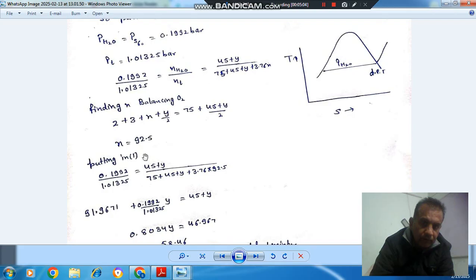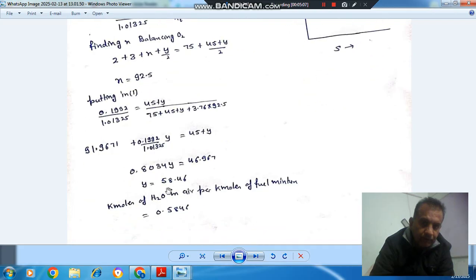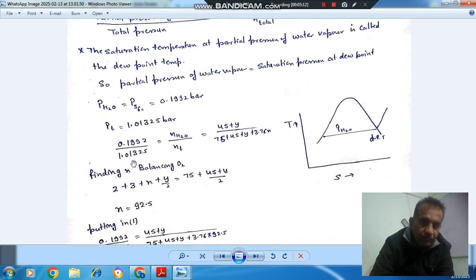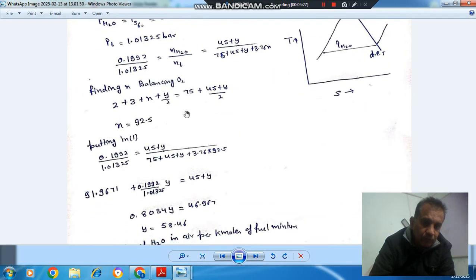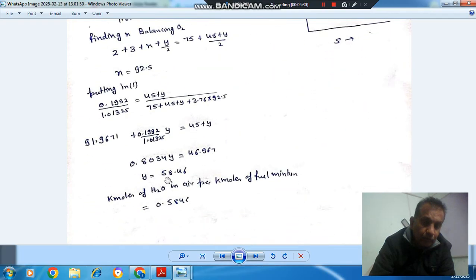Now we can put X here and find out Y. Then the only unknown will be Y, so Y will be 58.46. That is the number of kilomoles of H2O in 100 kilomoles of fuel mixture. But we have considered the total number of moles of fuel as 100, so the number of kilomoles of H2O per kilomole of fuel mixture is 0.5846, about 0.58.